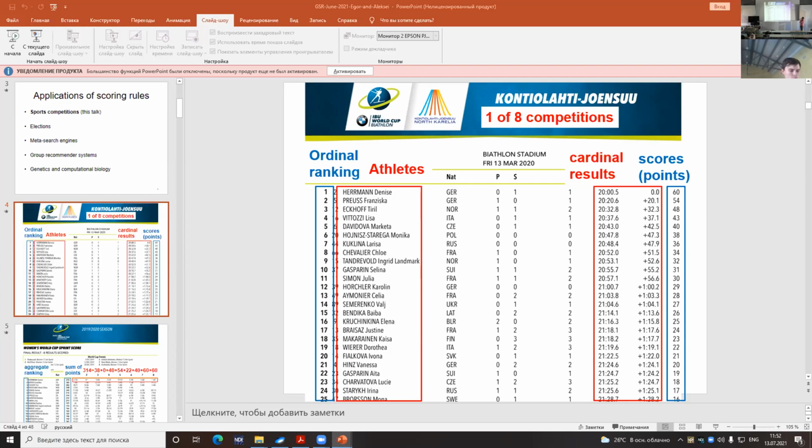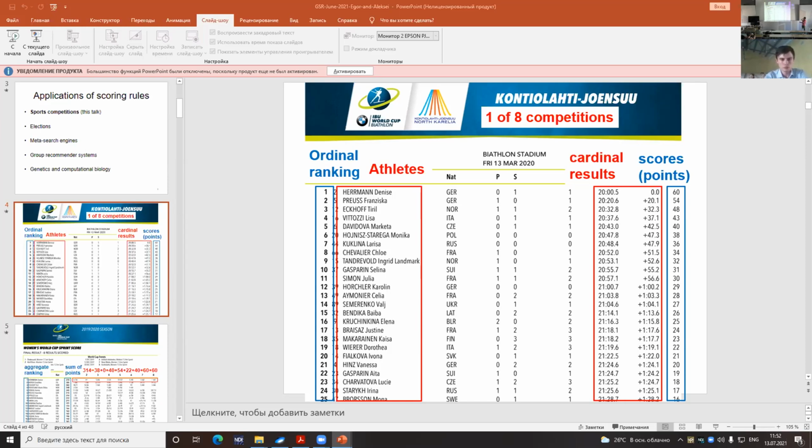And on the left, in the red rectangle, I will denote the main parts of this protocol that we need to know. On the left, you see athletes. In this race competed Herman, Denis, Preuss, Franziska, Eckhoff, Tyrell, Vitozzi, Lisa, and so on, more than 100 competitors in that race. And every one of these competitors showed a cardinal result.